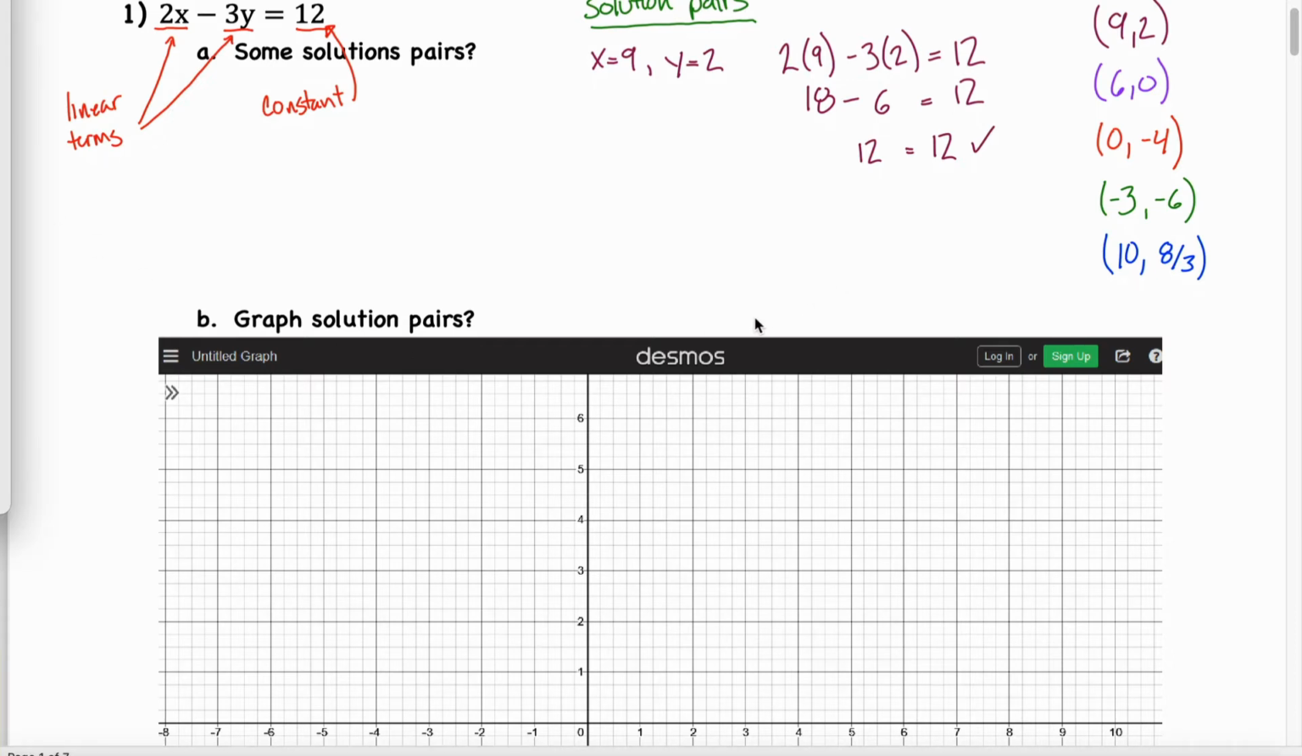Hopefully plotting points is something you learned in a previous class, but in case you haven't, the standard is to plot the x coordinate in the horizontal direction, so kind of left and right, and the y coordinate in the vertical direction, up and down. So this point that has an x coordinate of 9 and a y coordinate of 2, I'd move 9 units to the right and then 2 units up and plot it right here.